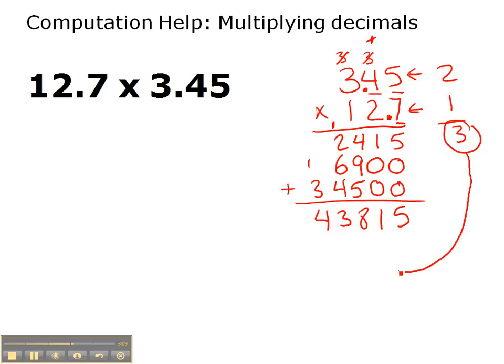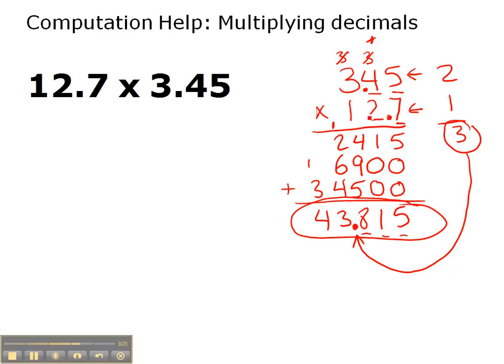In order to have 3 decimal places in my product, I need my decimal to be right here so that I have 1, 2, 3 digits after the decimal. And our product is 43.815, or 43 and 815 thousandths.